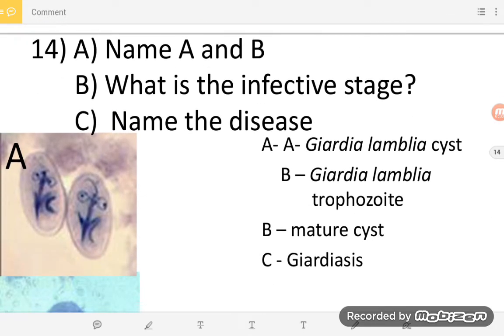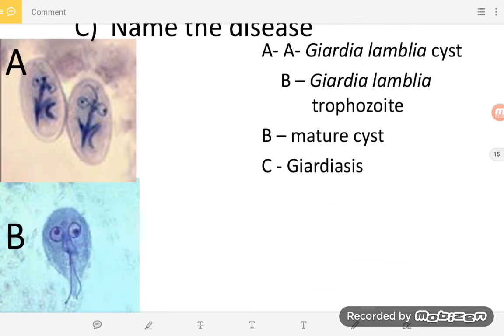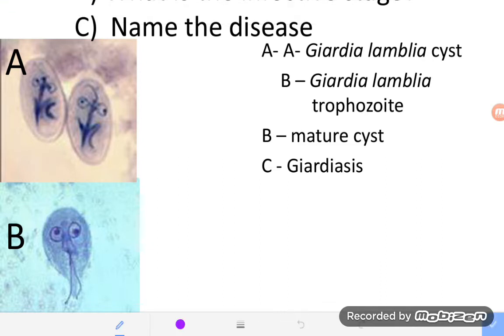Right, here, named A and B. A is the cyst of Giardia lamblia. B is the trophozoite of Giardia lamblia. So how do we differentiate these two? The first one, the cyst, is oval shaped. This one, the trophozoite, is pear shaped. Here you can see very large nuclei. Carefully observing, here you can see the sucking disc, right? And here you can see the flagella, right?